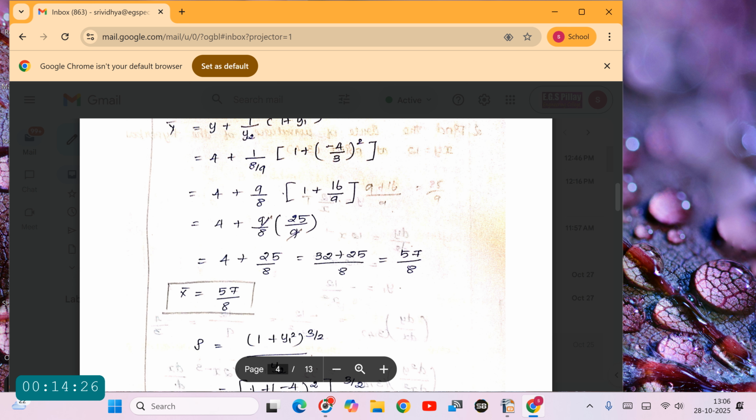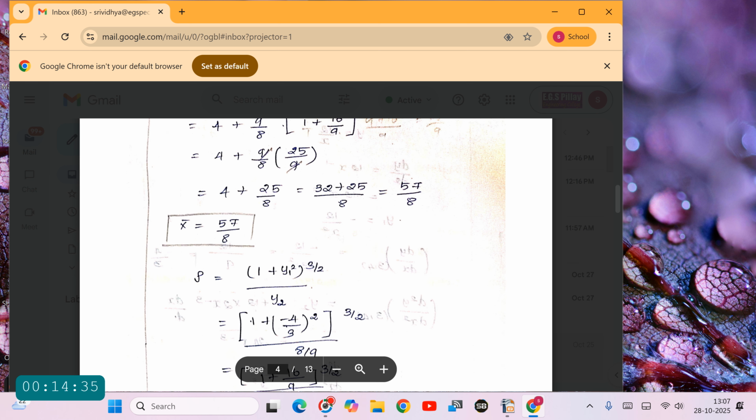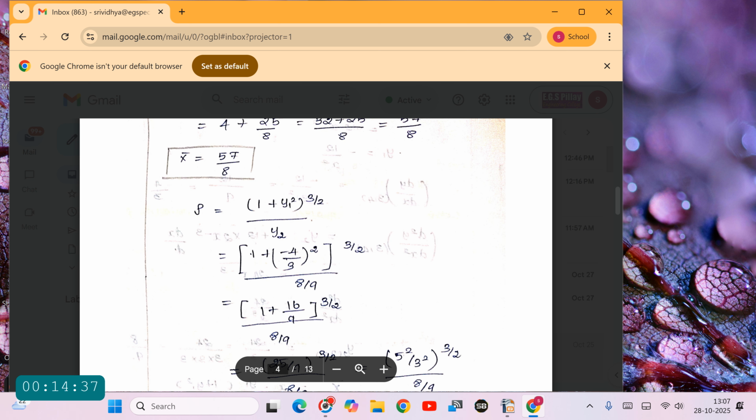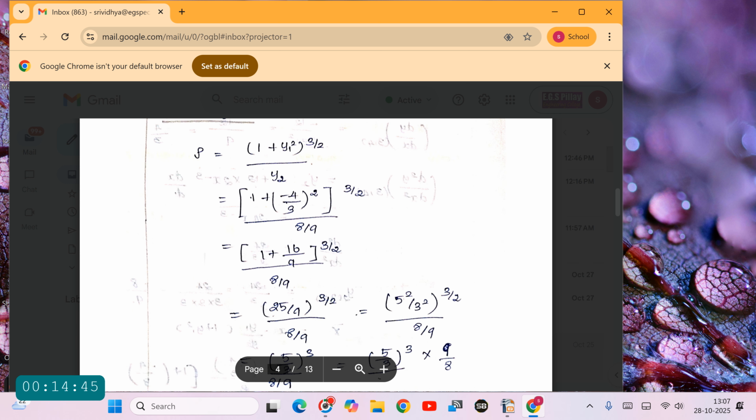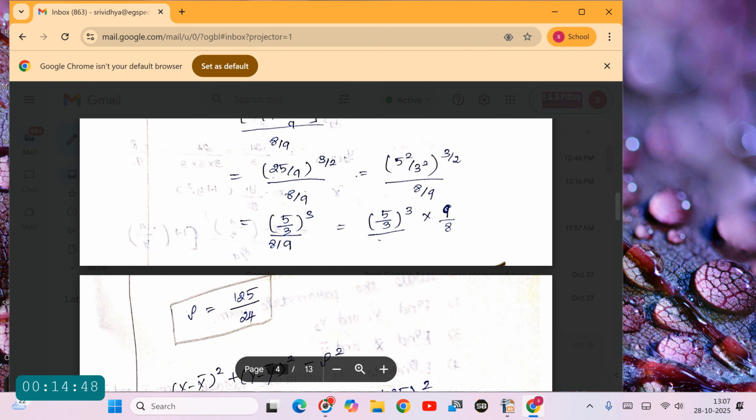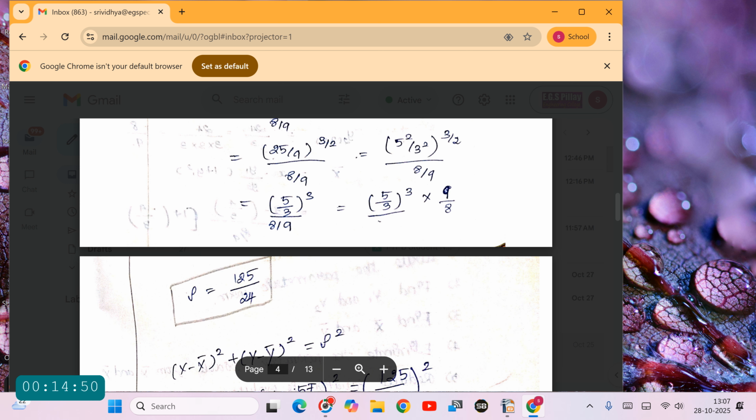So what are the requirements for circle of curvature? Y1, that is dy by dx, y2, d square y by dx square, x bar comma y bar, as well as the last step, which is to find the radius of curvature by using the formula 1 plus y1 square whole power 3 by 2 by y2. Applying the y1 and y2 values, then we simplify to get the radius of curvature value as 125 by 24.